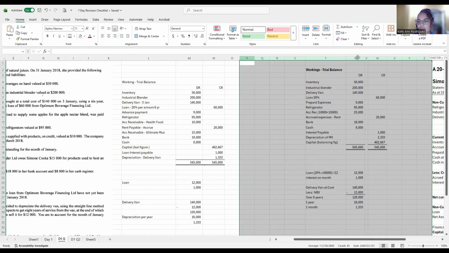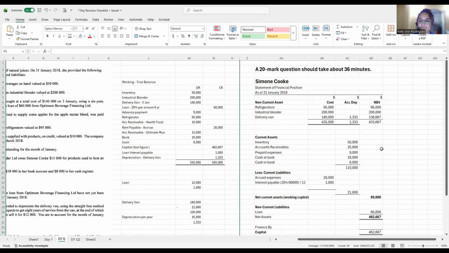Now I already have it drafted out, so let's look at it. For 20 marks, 36 minutes, in less than that time, we already accomplished where we're going to be with this question. The information is just going to be plugged in under non-current assets, 95,000.